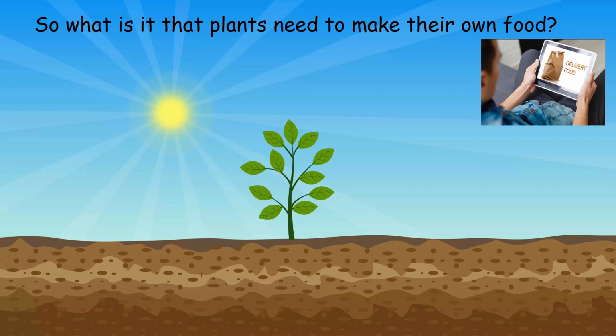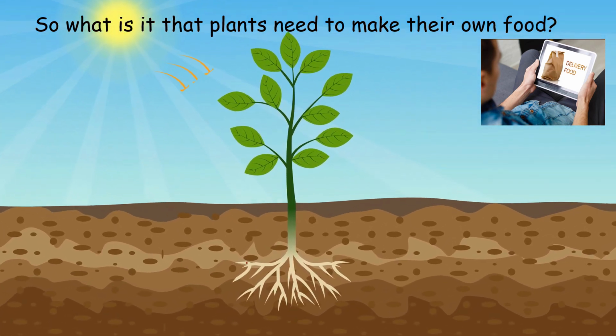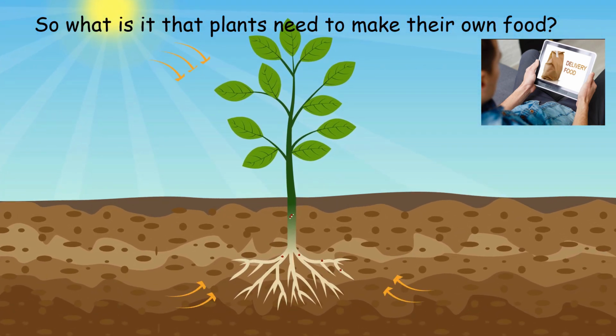So what is it that plants need to make their own food? After all, you won't see a plant queuing in a restaurant for food. You certainly won't see a plant ordering takeaway. They make their own food inside their body. What is it exactly that they need? What goes in through the roots? What goes in through the leaves? What comes out through the leaves?